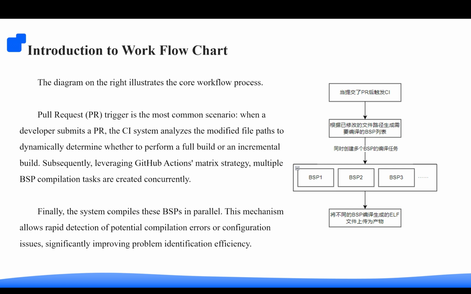After a developer submits a PR, the CI system will analyze the modified file paths to confirm which BSPs need to be compiled. Subsequently, using the matrix strategy of GitHub Actions, multiple compilation tasks will be created simultaneously. Finally, the workflow will output the compilation results to the developers, helping them quickly locate problems.